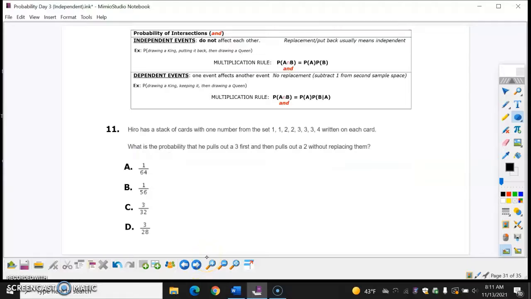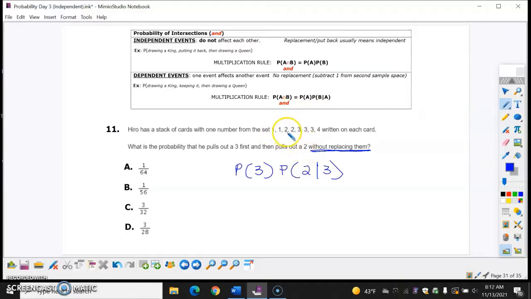Number 11, Hero has a stack of cards with numbers from this set written on each card, and he's going to, I guess, draw them out of a hat or something. What's the probability that he pulls out a 3 first and then pulls out a 2 without replacing them? If they're not replaced, that means that they are dependent events. See if you can find the probability of pulling out a 3. Multiply that by the probability of pulling out a 2 given the first event, because they are dependent.